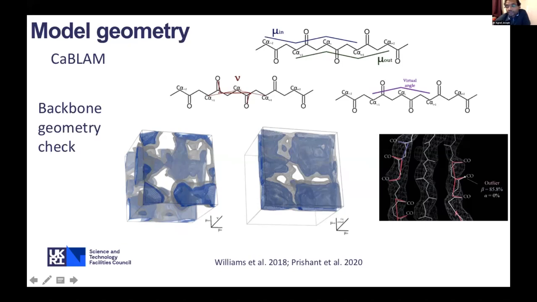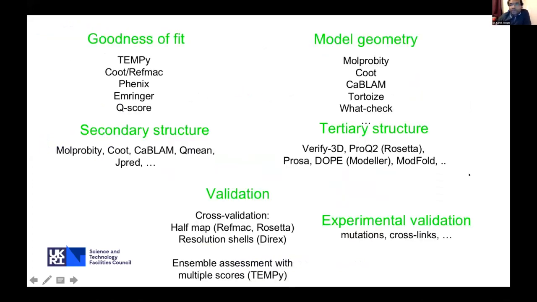So here's an example where you identify outliers. So the 3 carbonyls facing the same position, which is an outlier here in a beta sheet region. And CaBLAM identifies such issues in the structure. So overall, just to give a summary for this part of the talk, we need different quality metrics which look at both fit to data, model geometry, overfitting, model bias, and so on.